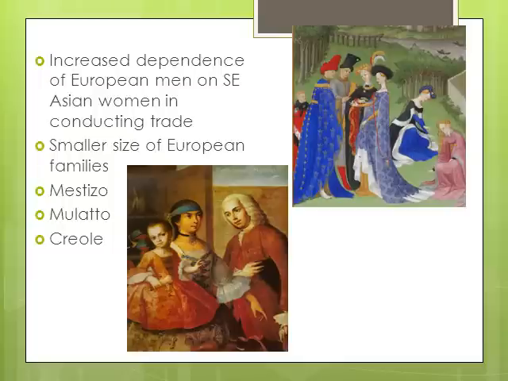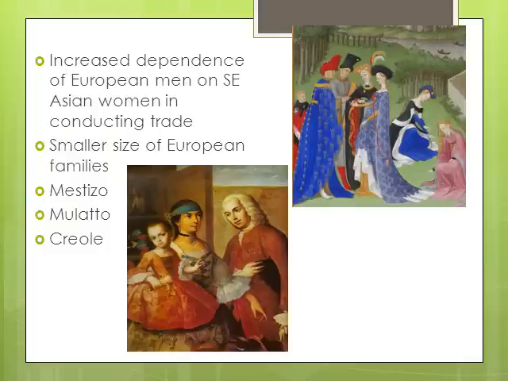During this time period as well, we have the dependence of European men on Southeast Asian women in conducting trade, and they needed it because the men were normally away at war or busy in the trading centers, and so they really did need the women. On top of that, socially, the social structure was slightly different there as well. They weren't as strictly defined as the ones in Europe, and so men were forced to, and as a result, they became increasingly dependent on these women.